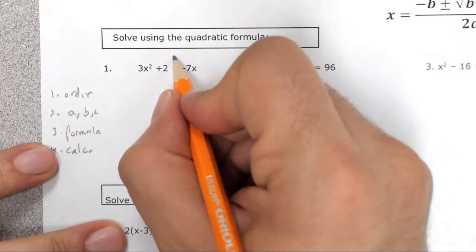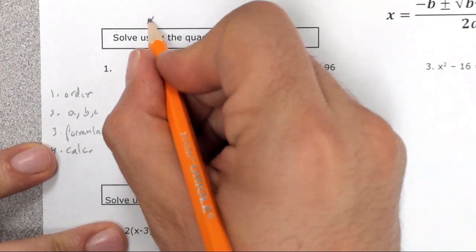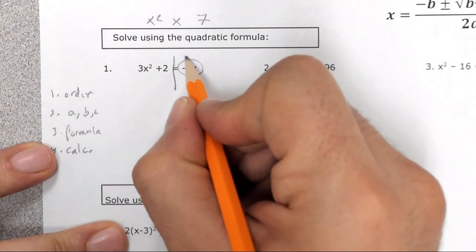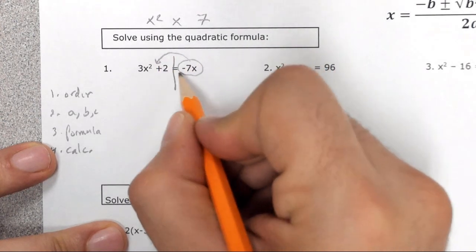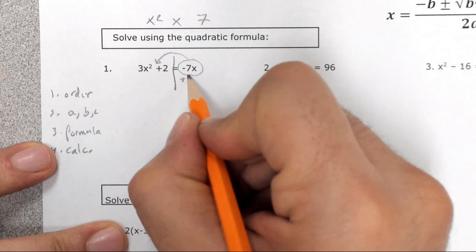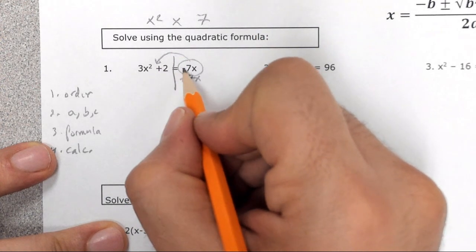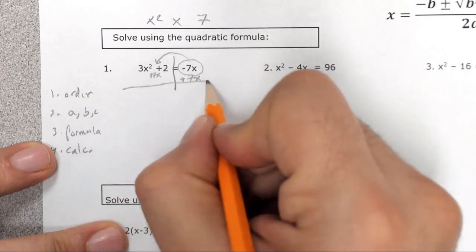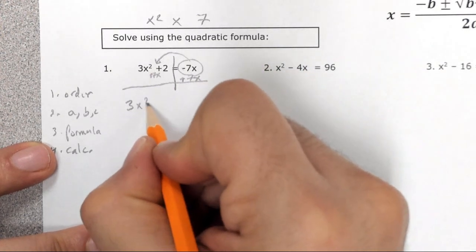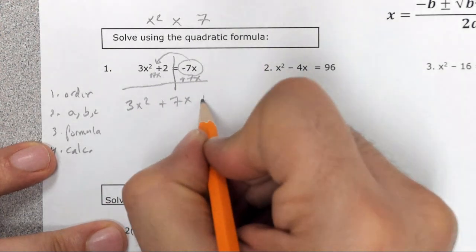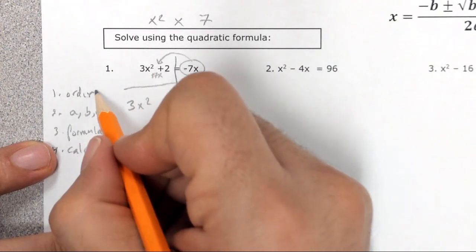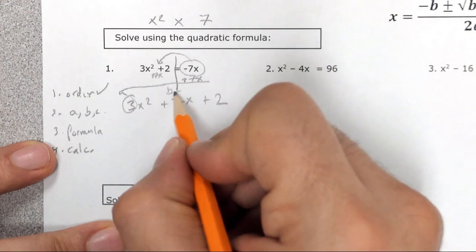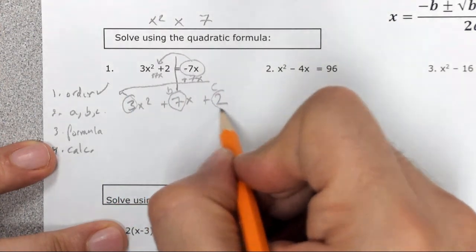Step one, let's put them in order. Remember, it's supposed to be x squared, then an x, then a number. This has to go in the middle. Opposite side, opposite sign. The opposite sign of minus 7x is a plus 7x, and that's what goes right there. So I end up with 3x squared plus 7x plus 2. Now, I did that part. Now, A, B, C. This is A, this is B, this is C.